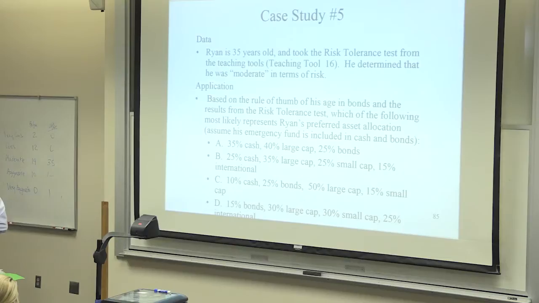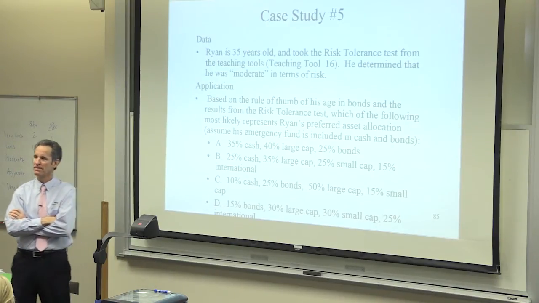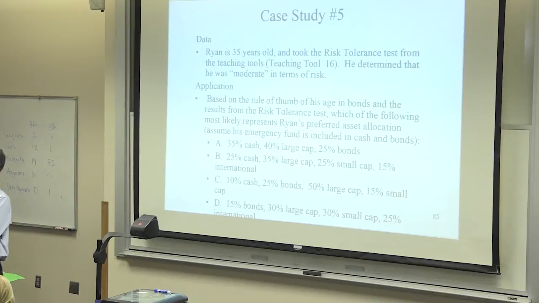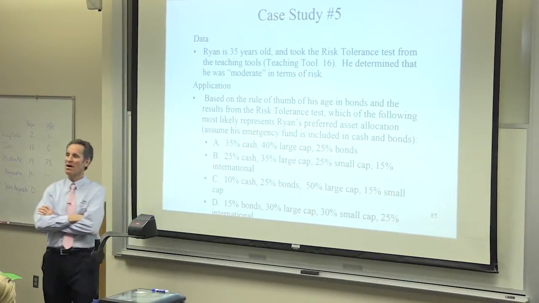So which of those allocations would be his preferred asset allocation? Let's talk about A. Is that it? Why not? Jalen, why not? Too much in cash and bonds. So he's got 60% in cash and bonds.